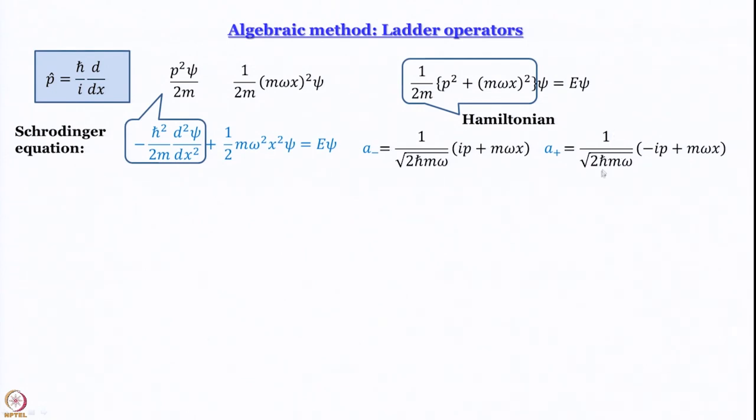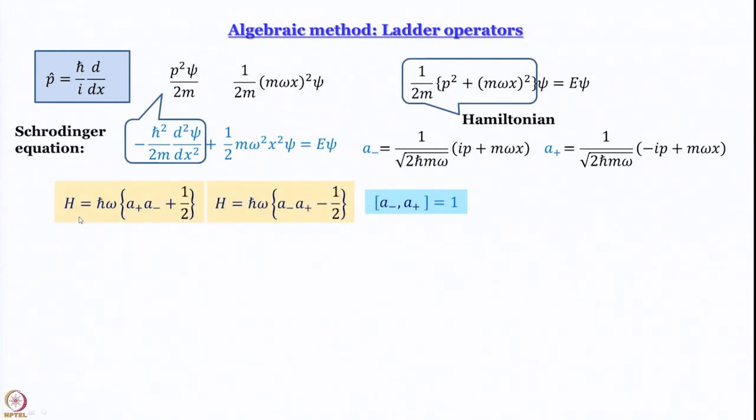So, solutions look better if you have this 1 by root over 2 h cross m omega, right? A minus and a plus, these two are operators in themselves, these are our ladder operators. And we also asked you to work out that the commutator of a minus, a plus is equal to plus 1, which means the commutator of a plus, a minus is minus 1, right? And since the commutator is not equal to 0, the Hamiltonian is not just a minus a plus or a plus a minus. What we get is that the Hamiltonian is written as h cross omega multiplied by (a plus a minus plus half), or you can write it as h cross omega (a minus a plus minus half), right? Both are valid forms. We use the one that is more convenient given the situation we are in. So, this is how you rewrite the Hamiltonian in terms of the ladder operators a plus and a minus.